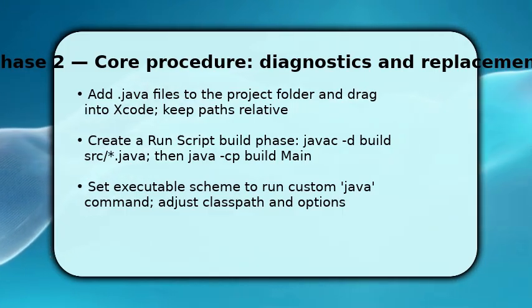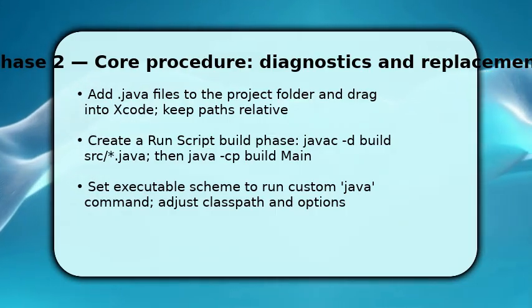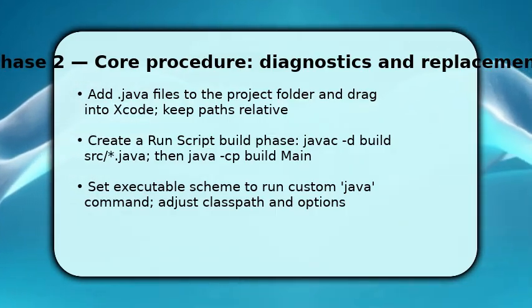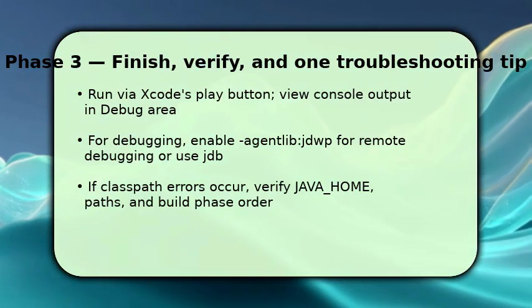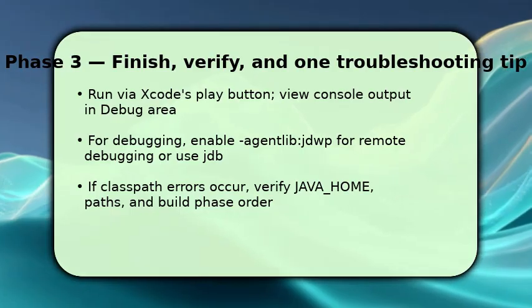Once configured, edit the scheme to use the build action and allow the script to run. This wires Xcode to produce and execute Java bytecode automatically. You finish by running and verifying behavior, and you prepare for common failures.